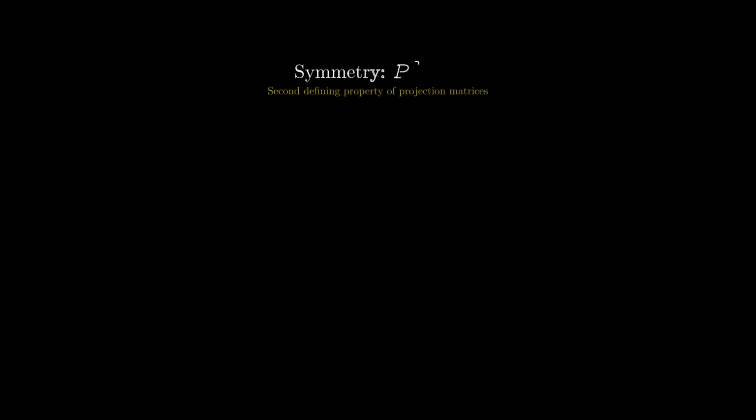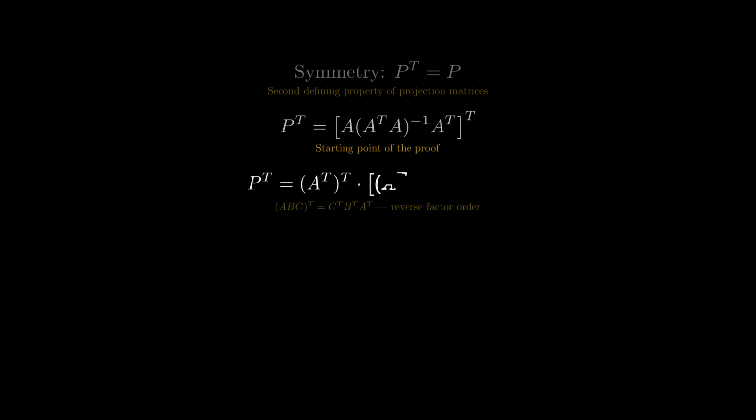The second key property: P transpose equals P. To prove this, we start by writing P transpose as the transpose of the entire product A times (A transpose A) inverse times A transpose. Now, recall that transposing a product of matrices reverses the order of the factors. So P transpose becomes (A transpose) transposed times ((A transpose A) inverse) transposed times A transposed. Next, we simplify each factor one at a time.